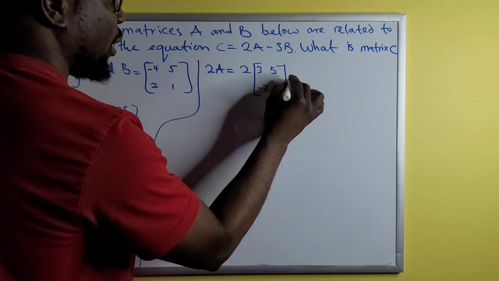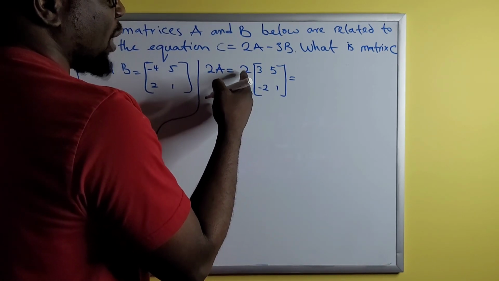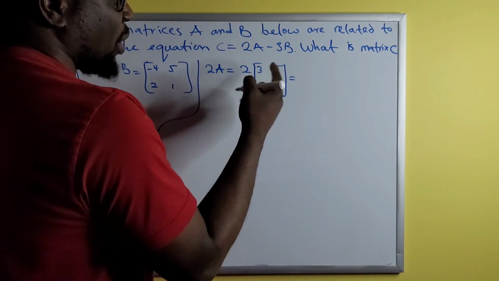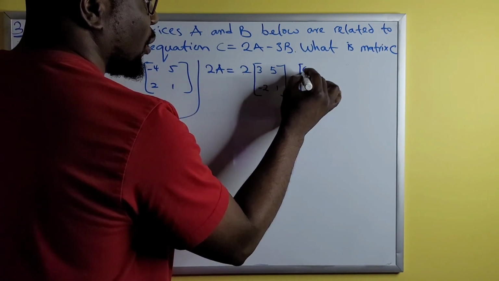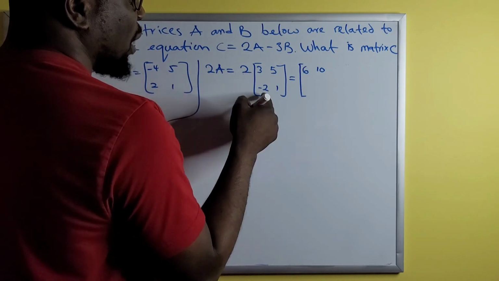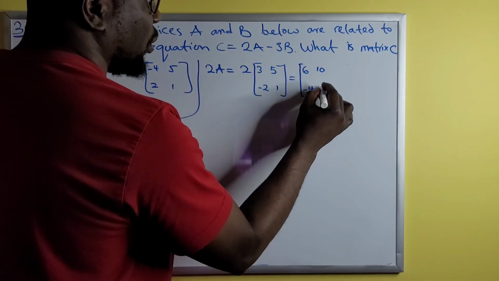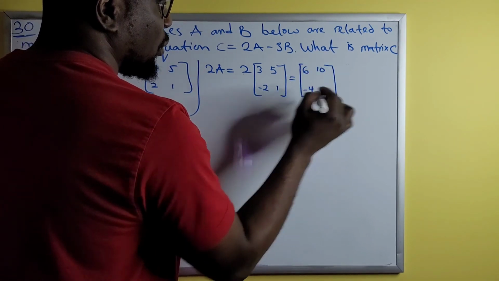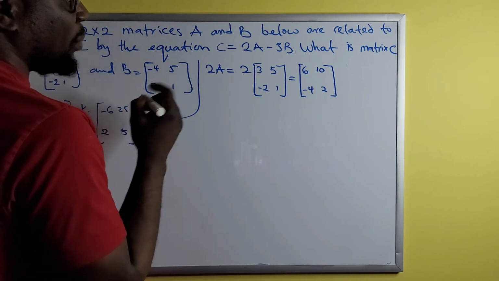So if you solve that, which means we're going to multiply 2 with everything inside this matrix. So 2 times 3, you're going to have 6. 2 times 5 is 10. 2 times minus 2 is minus 4. 2 times 1 is 2. So that is 2A.